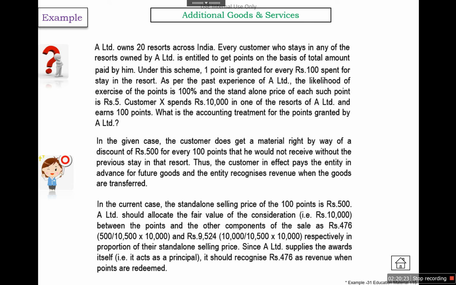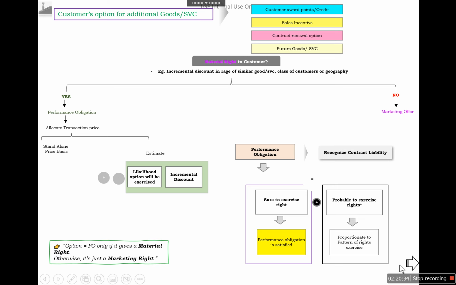So 500 will be allocated. So revenue will be booked for 9524 and 476. It will be booked as an obligation. So an option is a performance obligation only if it gives a material right. Otherwise, it's just a marketing right.